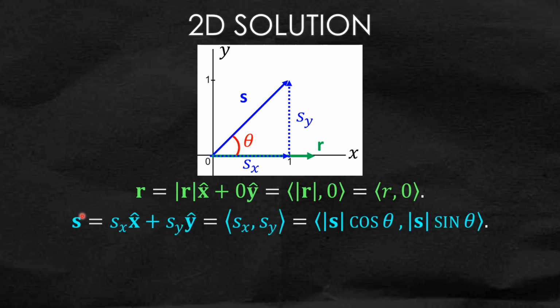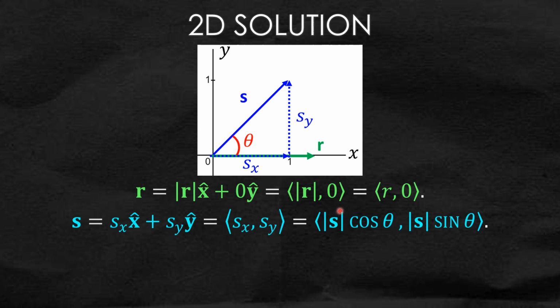Now, the vector s, which is somewhere in space, has some component in the x direction and some component in the y, as we see with the sx projection and the sy height. Now, putting these together, we get angle brackets of s sub x and s sub y, just like you would have in the introduction to physics class, breaking vectors down into components.